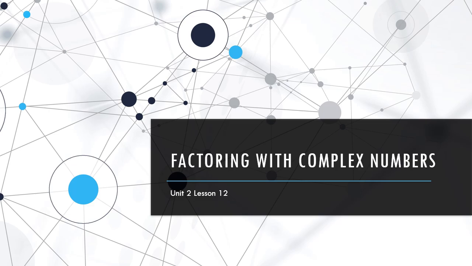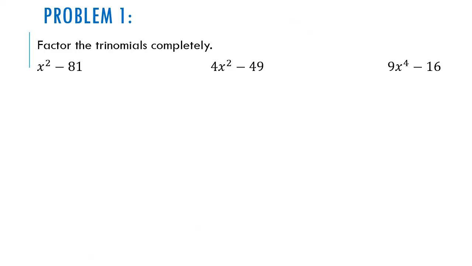Okay, so we're going to do factoring with complex numbers. To do that, we need to look back at something we've talked about in the past called the difference of squares. I'm going to go back to the very beginning of it so we can see how it connects to what we're doing in this lesson. So we have x squared minus 81. In reality, that is truly x squared plus 0x minus 81.